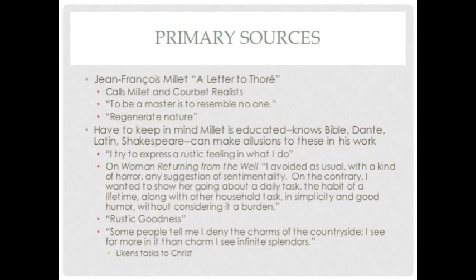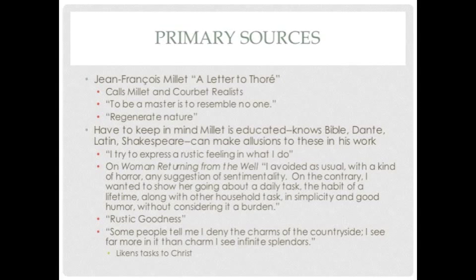The primary sources for this week, the first one is actually mislabeled. It's Thoré talking, and he called Millet and Courbet realists. He also says to be a master is to resemble no one and also to regenerate nature. And you have to keep in mind that Millet is educated. He knows the Bible, Dante, Latin, Shakespeare, and he can make allusions to these in his works. In his writing, he says, I try to express a rustic feeling in what I do. He's trying to find the rustic goodness.